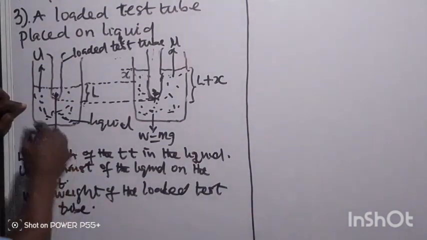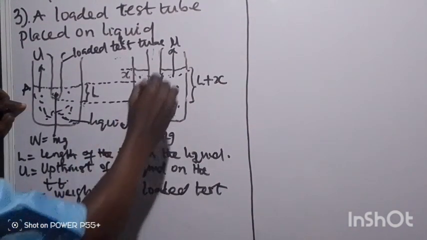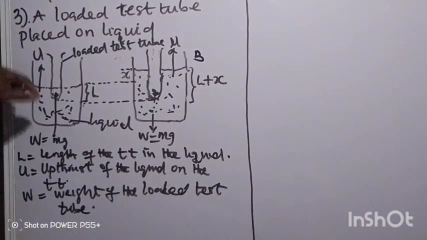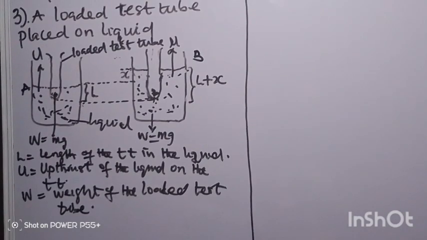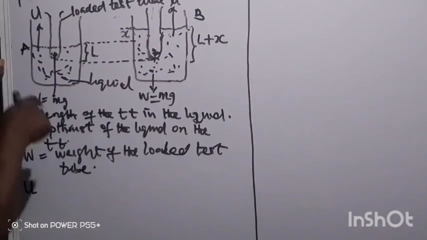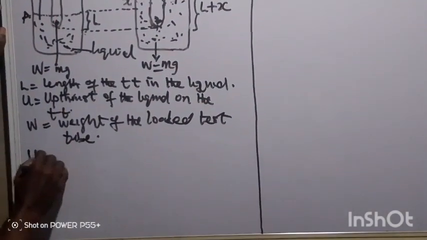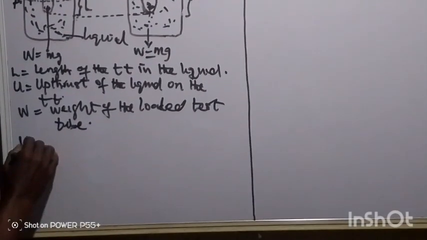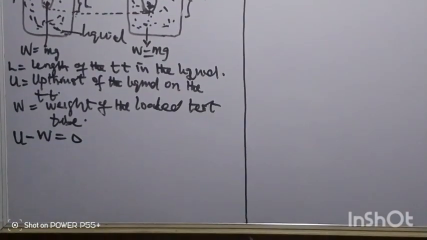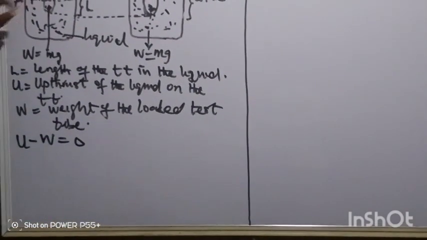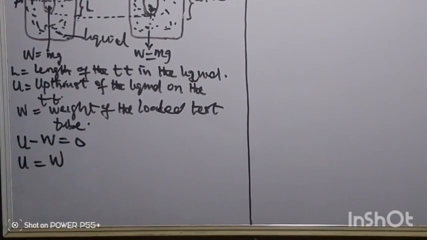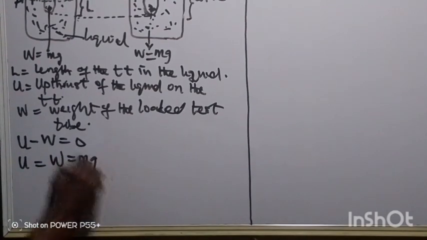Now let's call this one A and this one B. Let's first consider A, when the test tube is gently placed on the surface of the liquid. Now the upthrust acting upward and the weight acting downward, the total force will be equal to U minus W equals 0. For this test tube to be in equilibrium, the upthrust must be equal to W. And mind you, W is equal to mg.